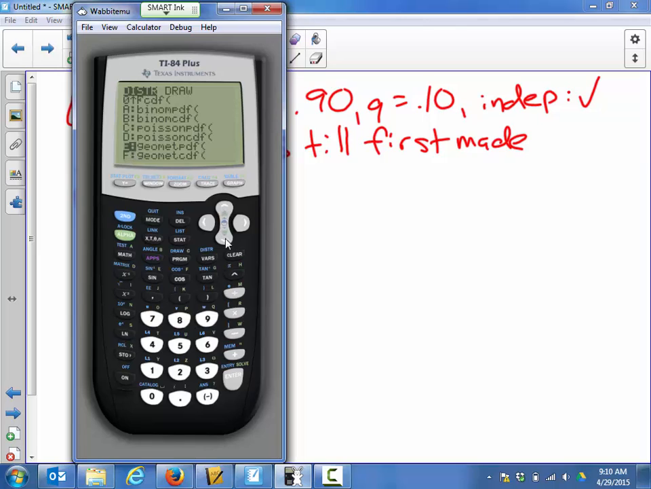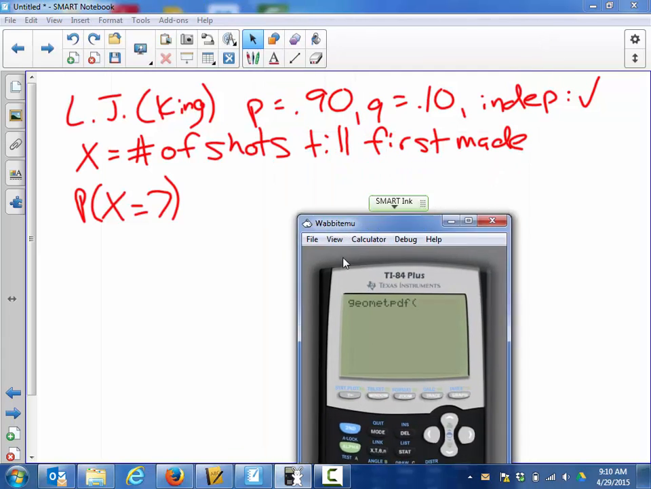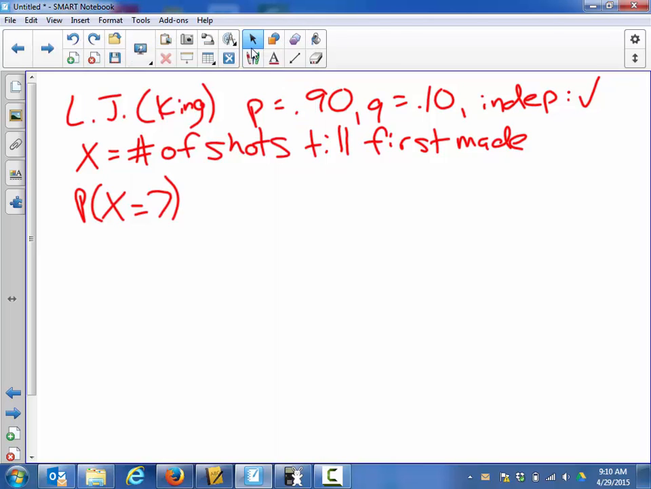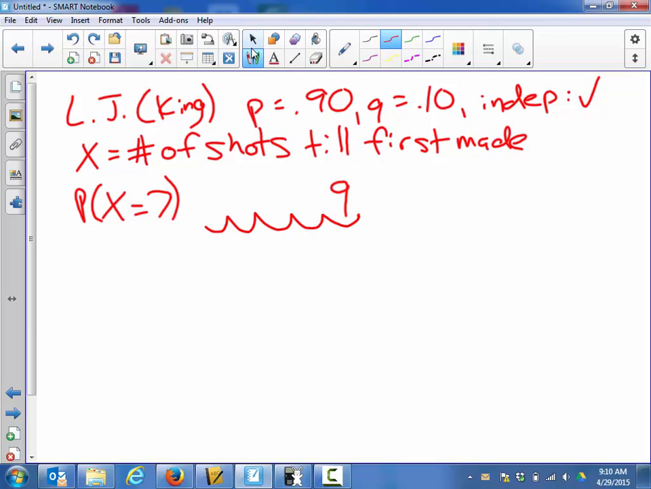But to answer this question, we can go to the calculator and choose geometPDF, because we want a single trial when he'll see his first success. It takes two things: a p-value and an x-value. The p-value is 0.9. The x-value is 7. And 9e-7 means you have 9 with the decimal place moved 7 times to the left.